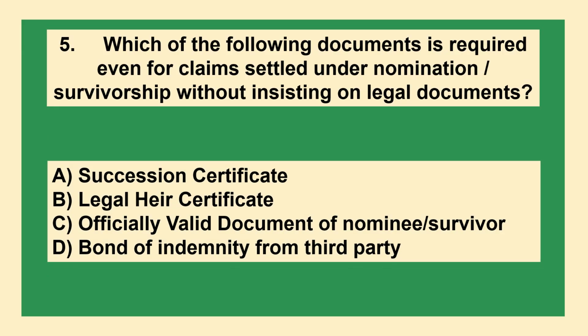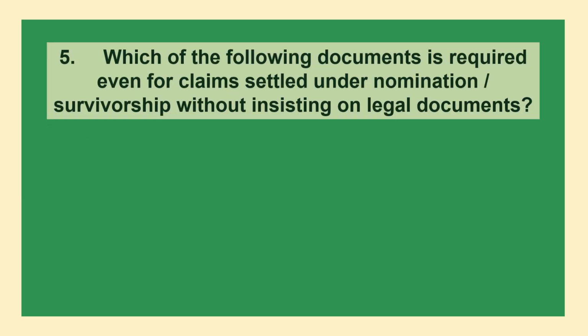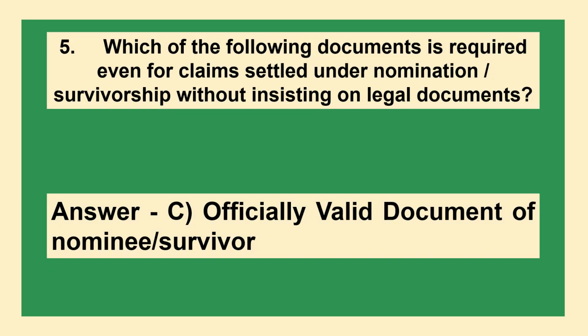Which of the following documents is required even for claims settled under nomination and survivorship without insisting on legal documents? A. Succession certificate. B. Legal heir certificate. C. Officially valid document of nominee and survivor. D. Bond of indemnity from third party. The answer is option C, officially valid document of nominee and survivor.